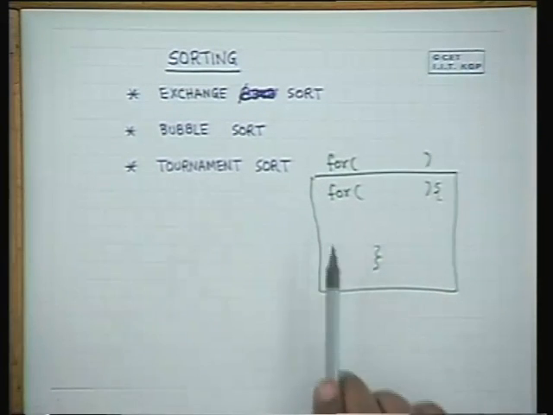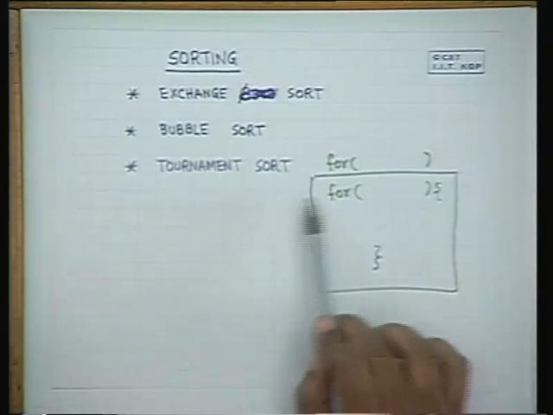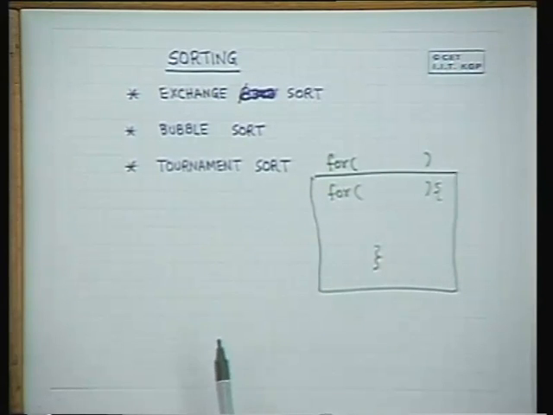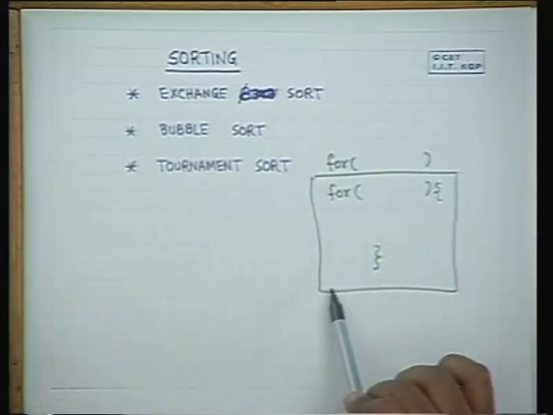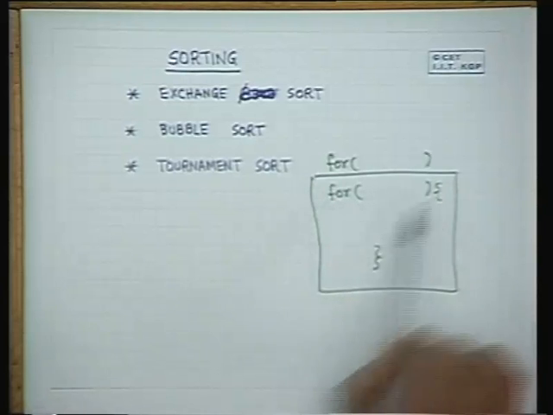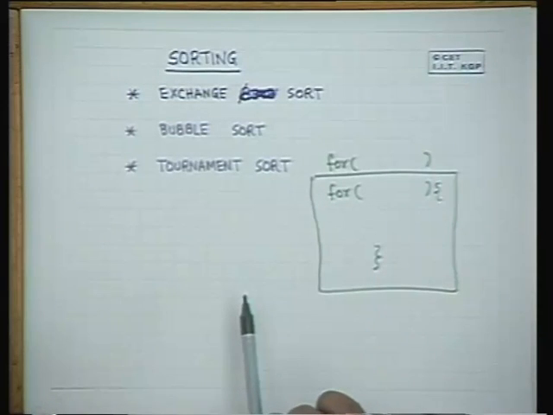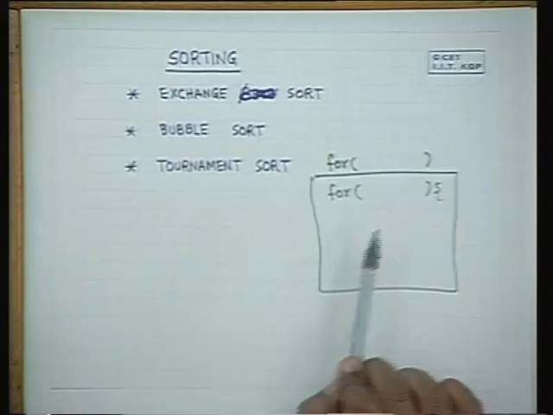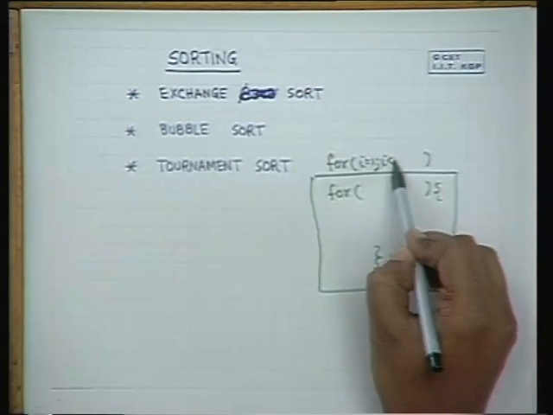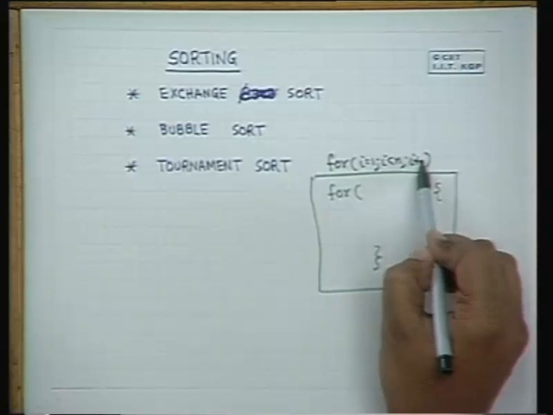computes either the minimum or the maximum. In one loop, the minimum or the maximum element is determined, and that is what the inner loop does. It finds the minimum or maximum element from I to n and puts it in I, then increments I by 1. This is I is equal to 1, I less than n, I plus plus.